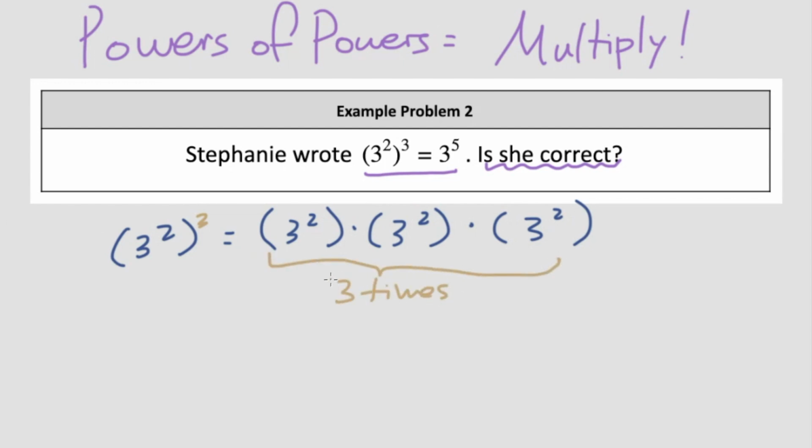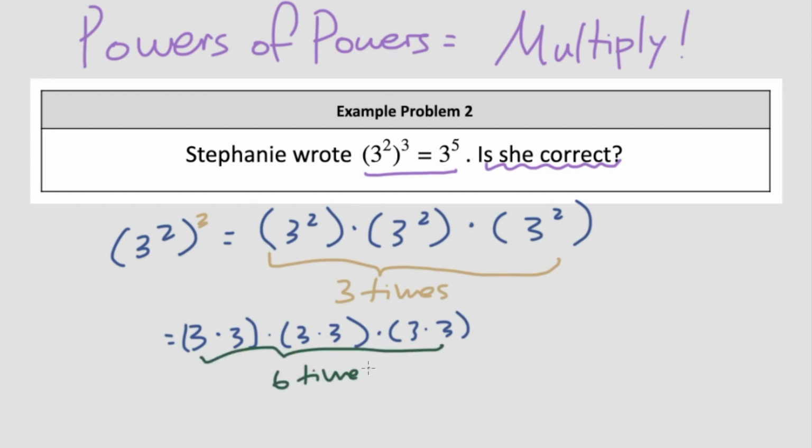So that also tells me that when we look at 3 to the power of 2, that's just 3 times 3. So I'm going to write that again, but writing the whole thing out to go under the hood to see what's really happening. When I count that up, I notice that 3 is multiplied by itself 6 times, which tells me that's 3 to the power of 6. Is she correct? Well, in that case, I'd probably say, no, Stephanie's not correct.